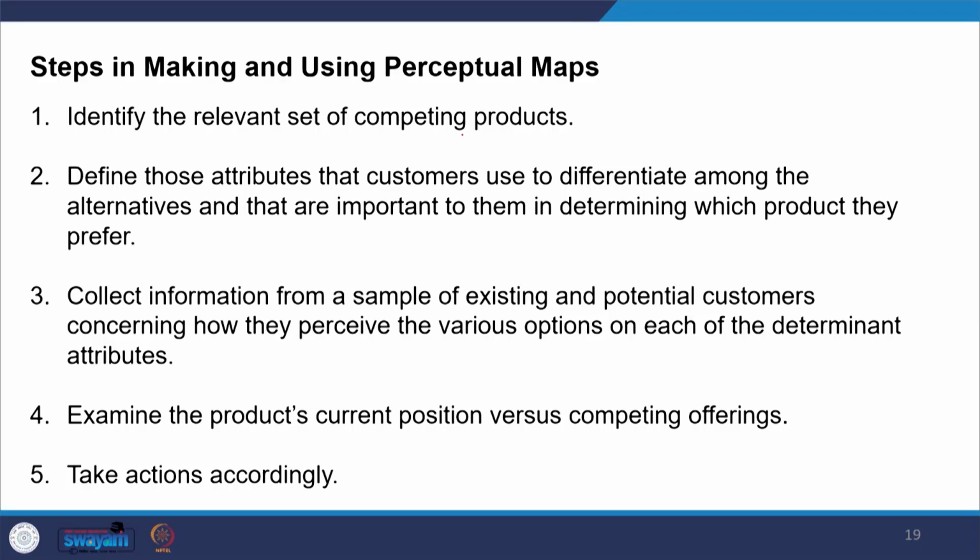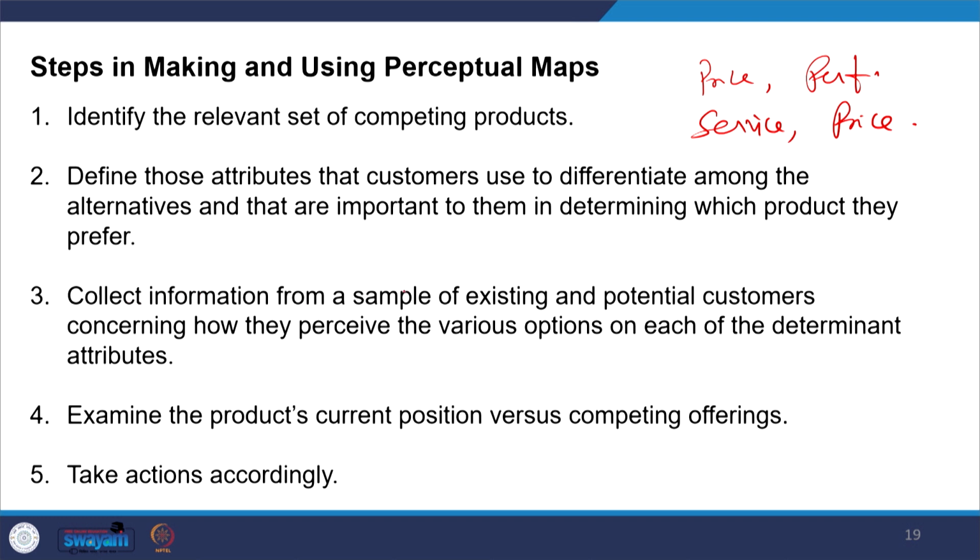Now, how do we do it? Identify the relevant set of competing products. So, what are the products you are thinking about where you want to make a comparison? You have to first understand that. Define the attributes that customers use to differentiate among the alternatives. For example, here we took price and performance. Somebody can say, no, I will take service and price, so what kind of service they give and what kind of price they charge for it. One can do any kind of situation.